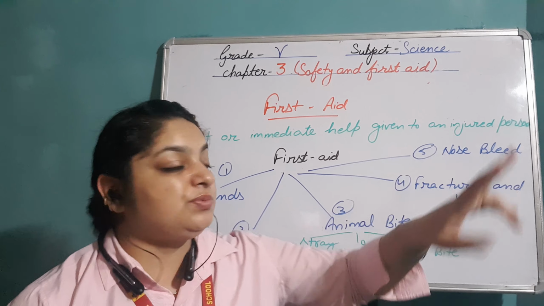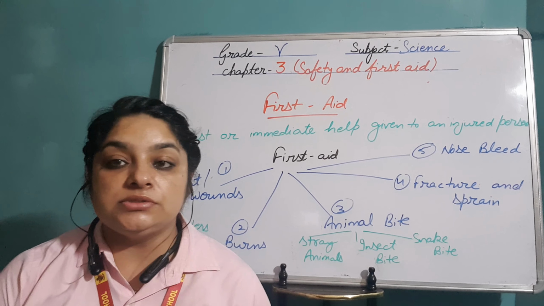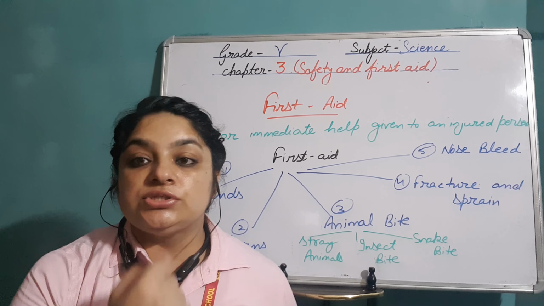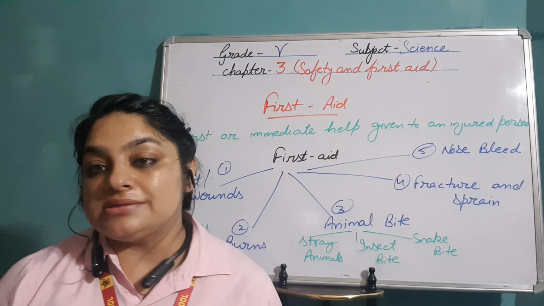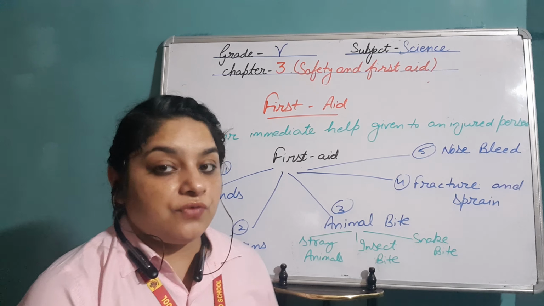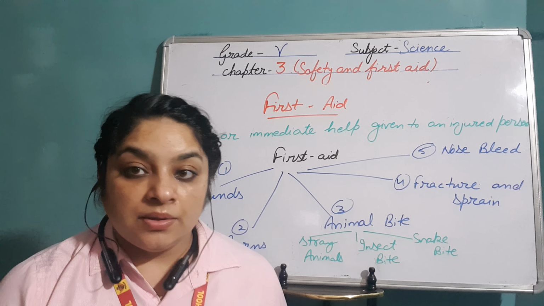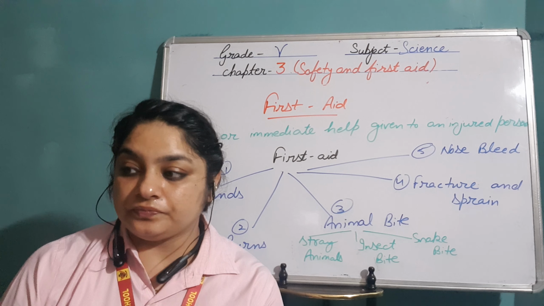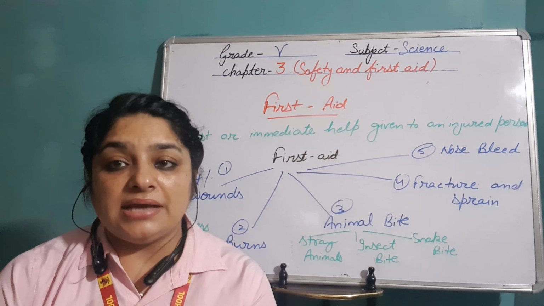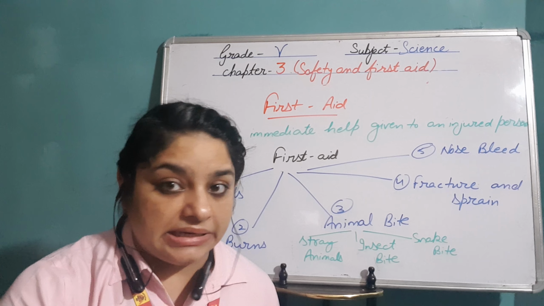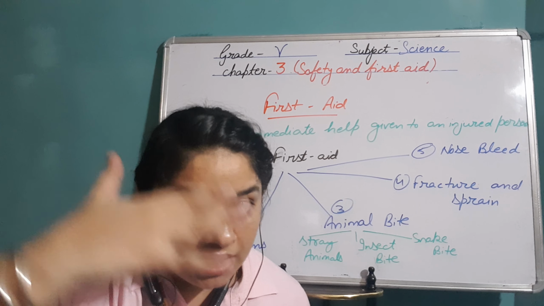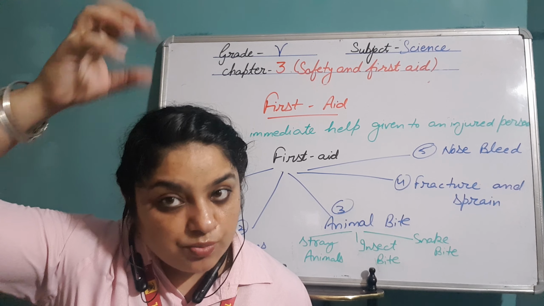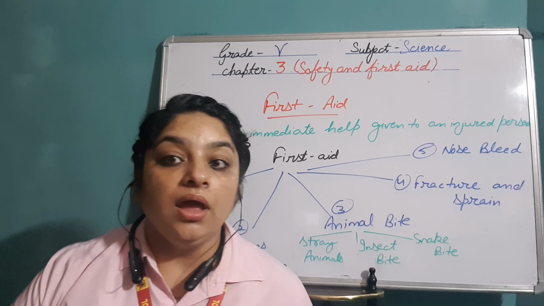Next one is nosebleed. Due to high temperature, it happens that blood comes from the nose. That is known as nosebleed. In that case, first of all, sit straight on a chair with the head bent forward, and if you have some cold water, apply it on a clean handkerchief and keep it over there. And you can also dab a small amount of cold water on the head.